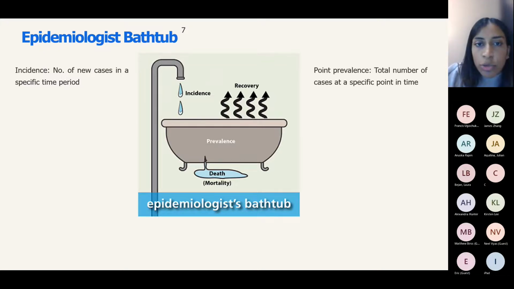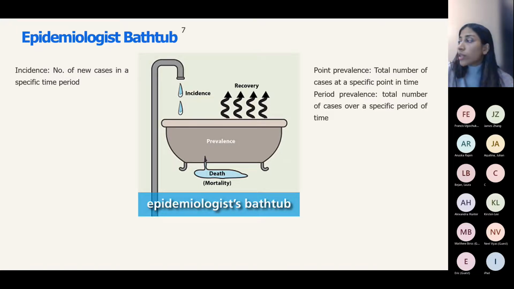And point prevalence instead is the total number of cases at a specific point in time. There's something else called period prevalence, which is the total number of cases over a specific period of time. So basically, with prevalence, that depends on the number recovered and the mortality.